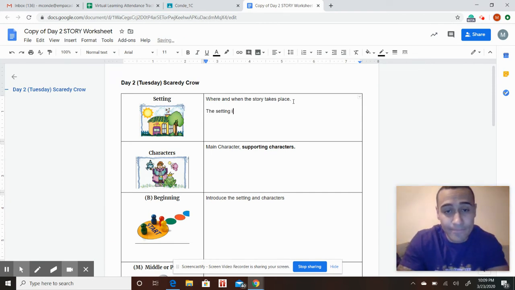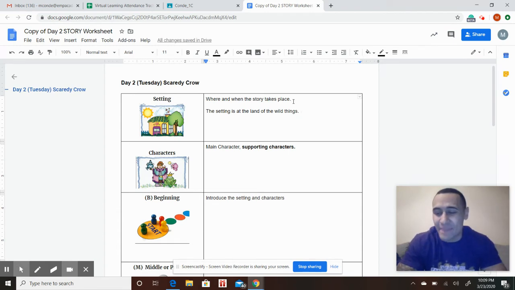The setting is at the land of the wild things. Now, I'm not really sure if that's what it's called, but if I had to make my own guess, I think it would be called the land of the wild things, because that's where the wild things live. My main character, of course, is Max. My supporting characters, now there are a couple of different characters, but not every single one of them is important. Of course, Max's mom is important. The wild things.